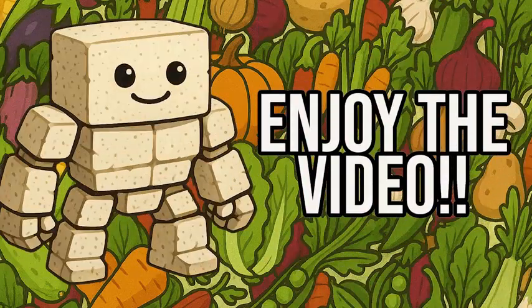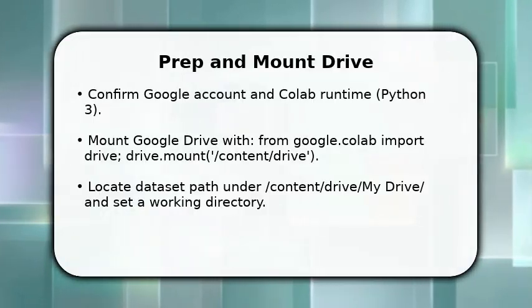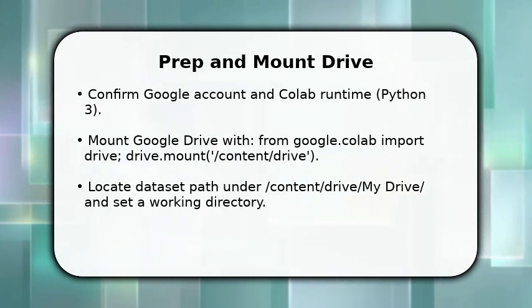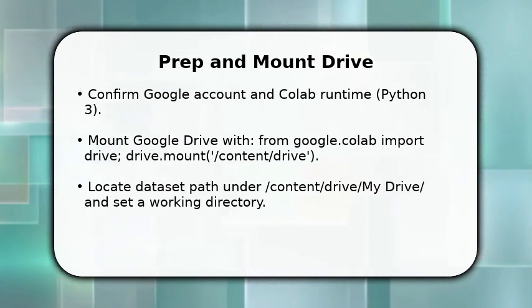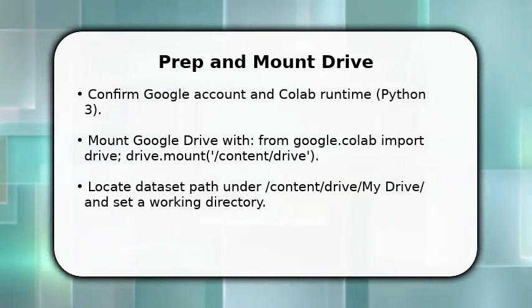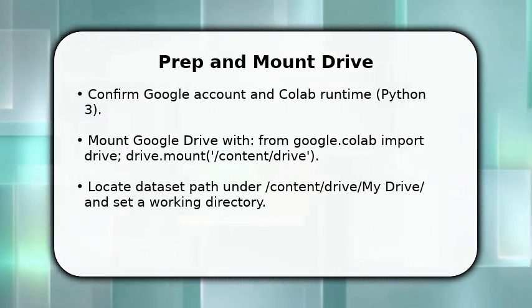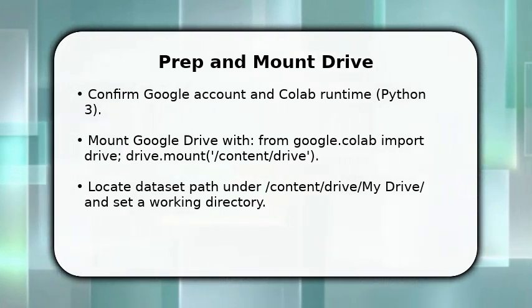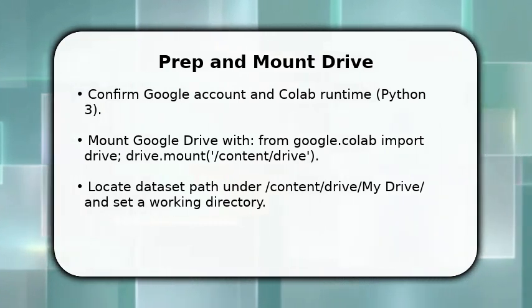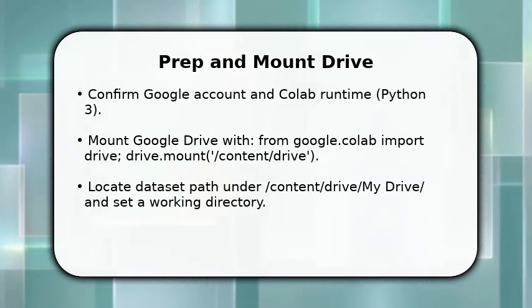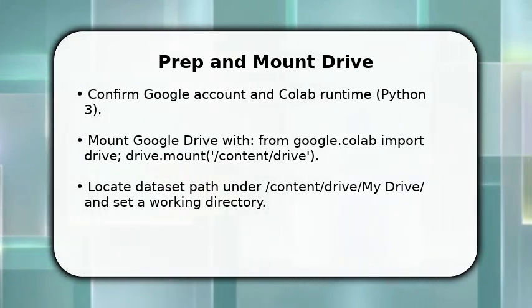Please enjoy the video. You start by preparing your workspace, sign into the Google account, and open a Colab notebook. Next, mount Drive so you can access files. Run from google.colab import drive, then drive.mount('/content/drive'). This gives a persistent path. Once mounted, change to the folder containing your dataset or assign the path to a variable. Make sure to allow permissions in the pop-up.